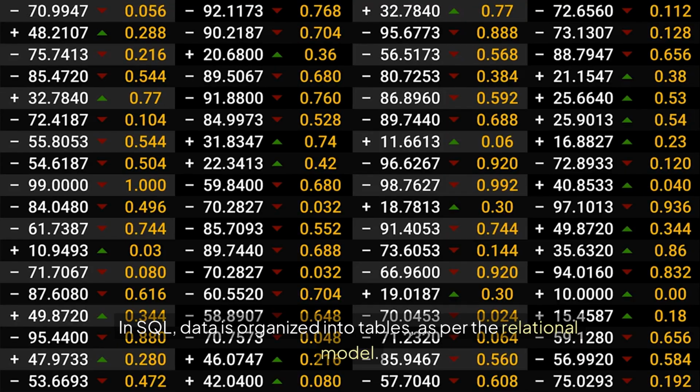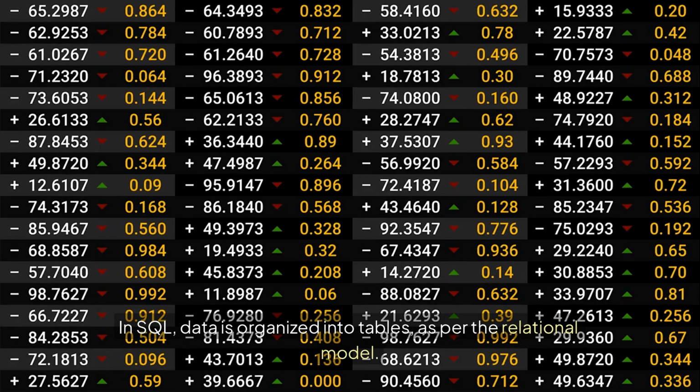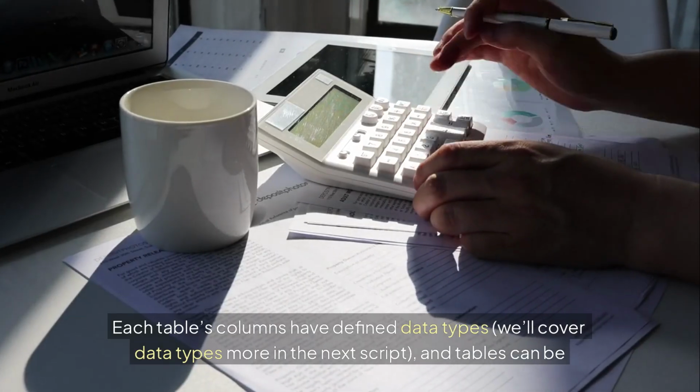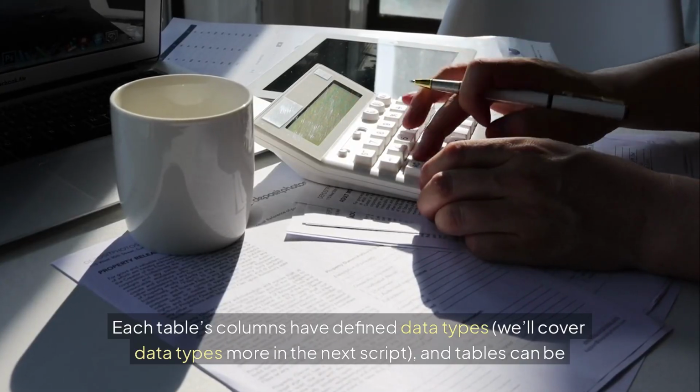In SQL, data is organized into tables, as per the relational model. Each table's columns have defined data types. We'll cover data types more in the next script, and tables can be linked by keys.